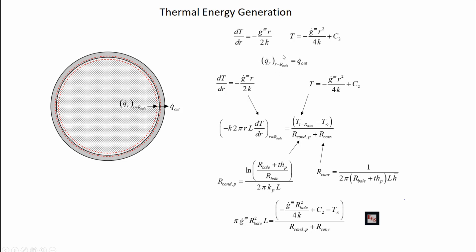This is conduction. Conduction is always governed by Fourier's law. So here I'm going to have minus k times the area, which is 2 pi r times L, times dT/dr, and I'll evaluate this at r equals R bale. So that's this term here.